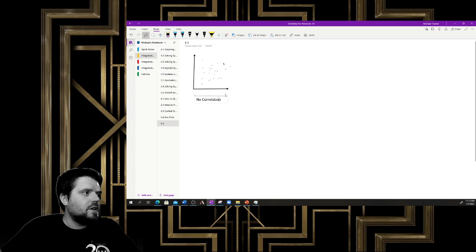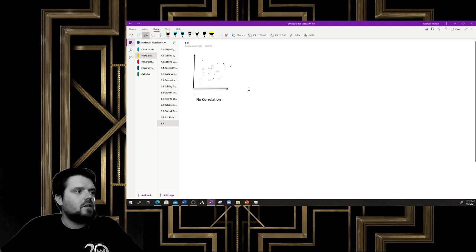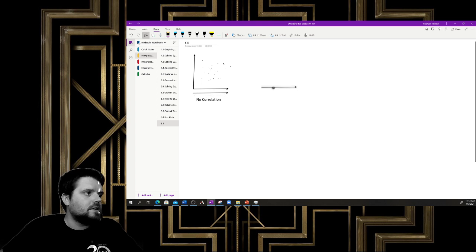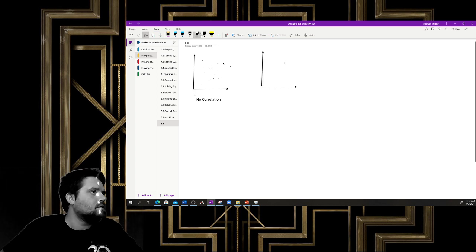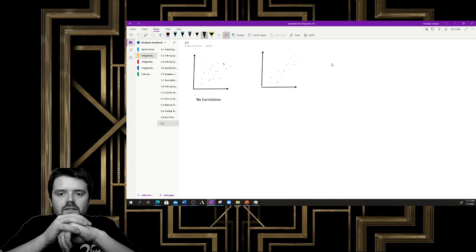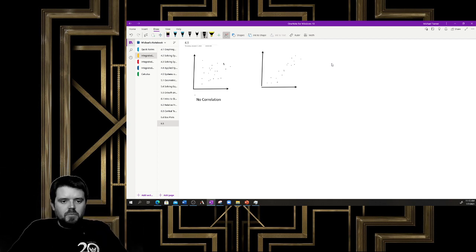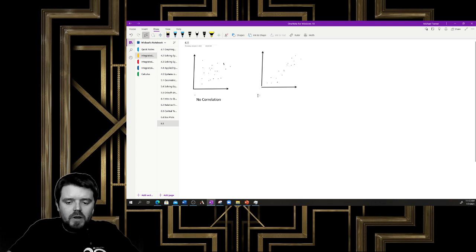And then other times, there is some type of relationship between those two values. So let's say we have a graph that looks something like this. So even though I couldn't draw a line through all of those data points, there's definitely some type of relationship. As one is increasing, the other is increasing. And so that would be an example of what we refer to as positive correlation.